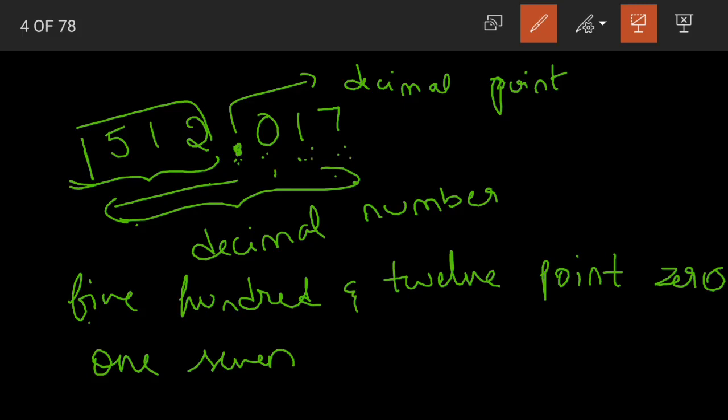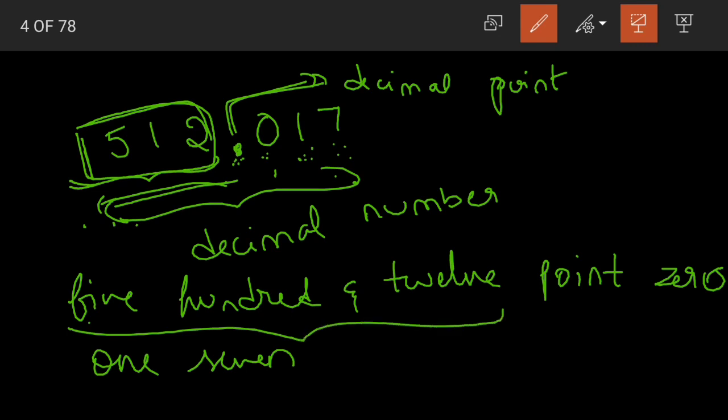Understood? How will we read this decimal number? 512.017. This is a decimal number which has a decimal point, and the numbers to the left of the decimal point are read together. See, 512, and after the point, that is to the right side, we read the numbers separately. We read the digits separately, 0 1 7. So this is the basic thing that you have to know about decimal numbers, children.